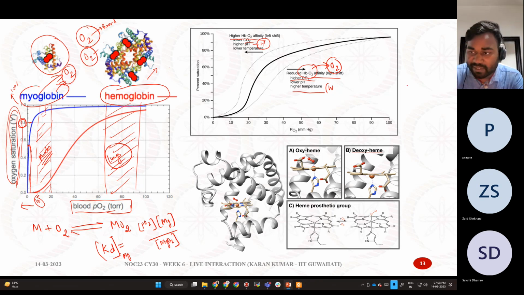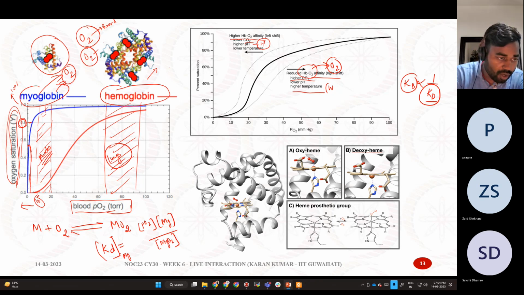How do you define binding affinity? Binding affinity is the inverse of KD, the dissociation constant, right? If you talk about binding affinity, a higher affinity means a lower KD. It is the inverse of KD, the dissociation constant. Now, what is the dissociation constant? The dissociation constant is the concentration of oxygen at which 50% of the oxygen is detached from this protein.